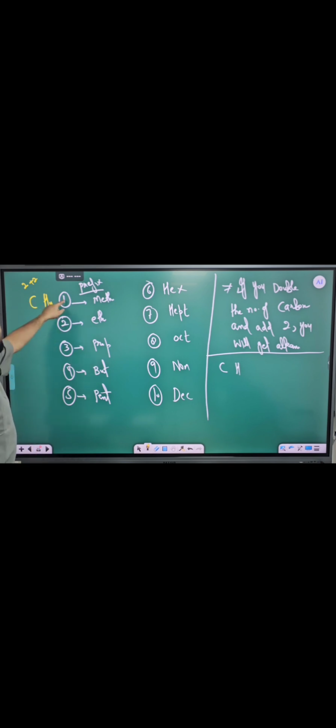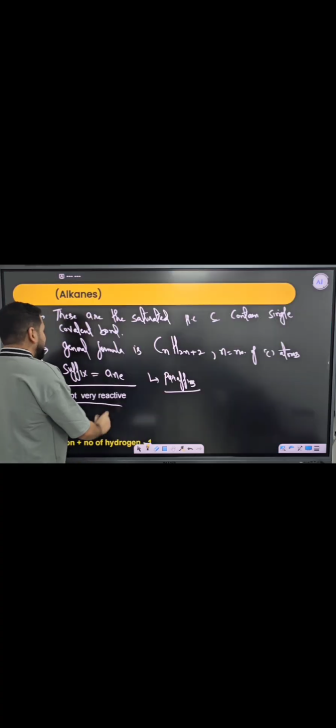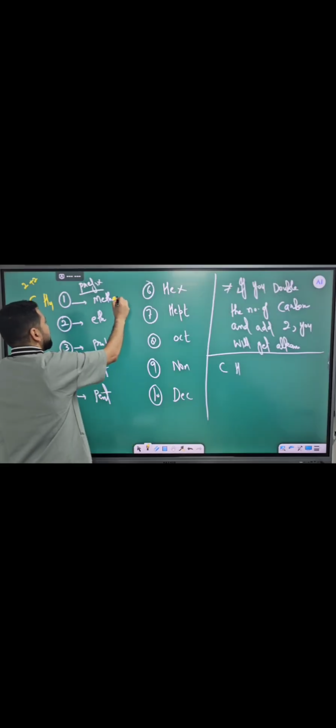So how many carbons are there? 1. So we use meth, since it belongs to alkane. And let me tell you, what is the suffix in alkanes? The suffix is ane. So it will be methane.